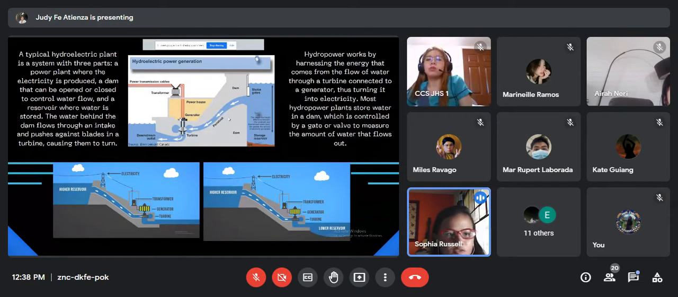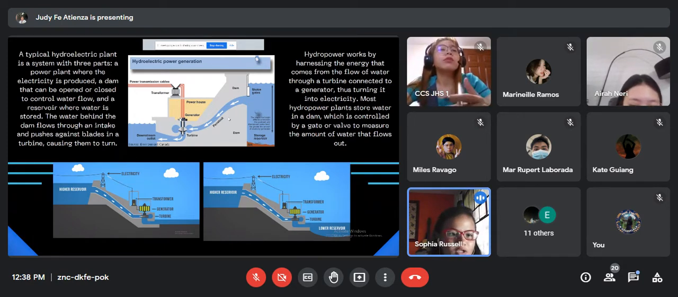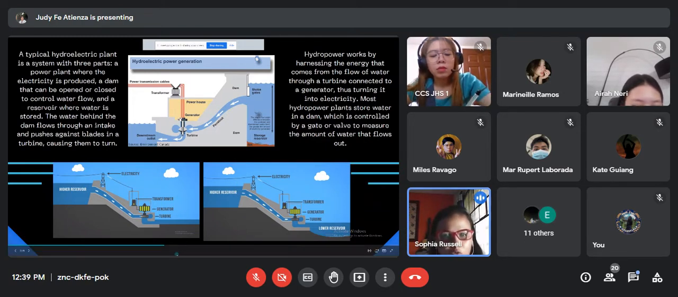A typical hydroelectric plant is a system with three parts: a power plant where the electricity is produced, a dam that can be opened or closed to control water flow, and a reservoir where water is stored. The water behind the dam flows through an intake and pushes against blades in a turbine, causing them to turn. Hydropower works by harnessing the energy that comes from the flow of water through a turbine connected to a generator, thus turning it into electricity. Most hydropower plants store water in a dam, which is controlled by a gate or valve to measure the amount of water that flows out.